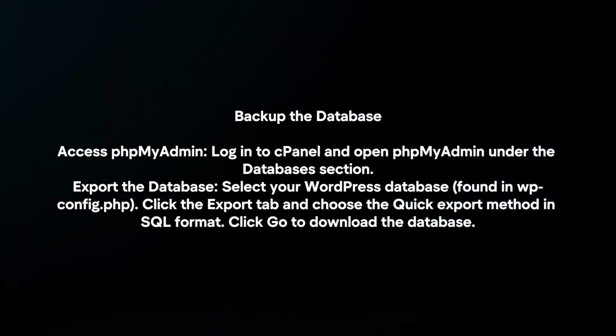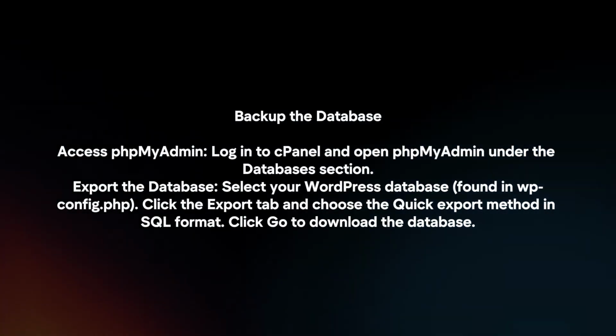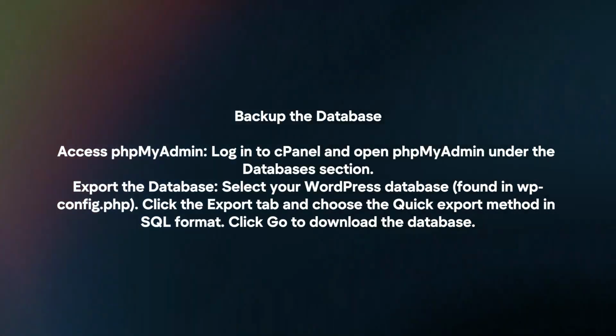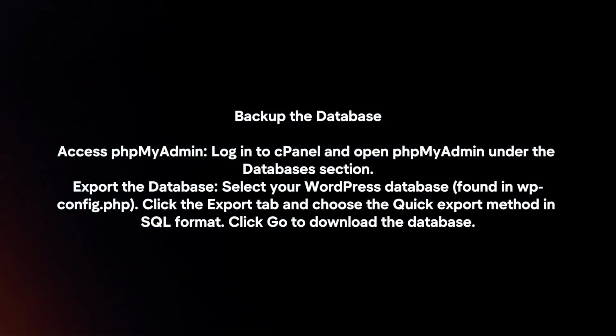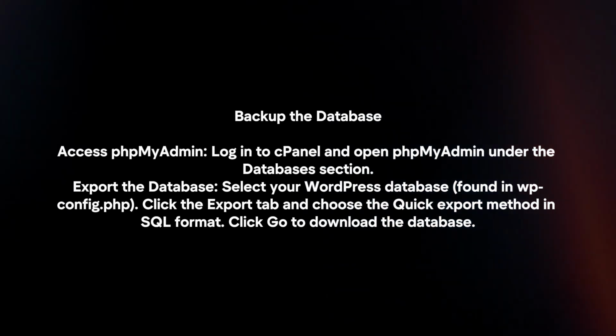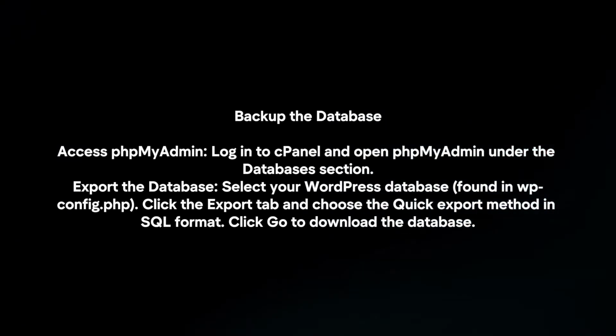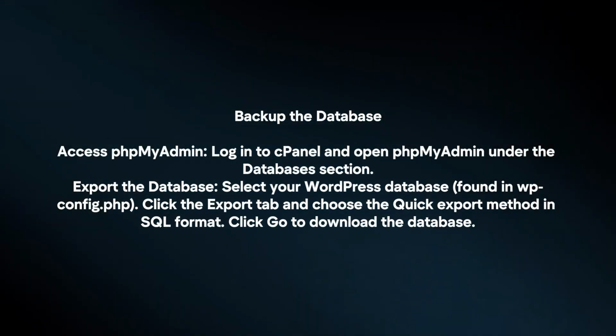Backup the database. Access phpMyAdmin. Log into cPanel and open phpMyAdmin under the Databases section. Export the database. Select your WordPress database. Click the Export tab and choose the Quick Export method in SQL format. Click Go to download the database.